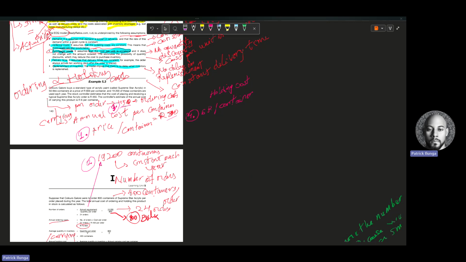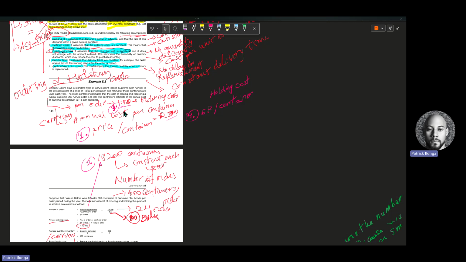The second thing is the annual requirement. The annual requirement is 19,200 containers. You can scribble that on your paper, right? To say, okay, so I understand that. The third thing that they have given me now is the ordering cost. They're telling me that the ordering cost to order a container of the raw material is 450. So now I know, right? The fourth thing that they're giving me in this example is the controller's estimate of the annual cost of carrying.